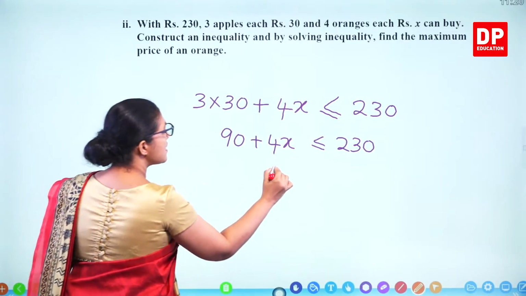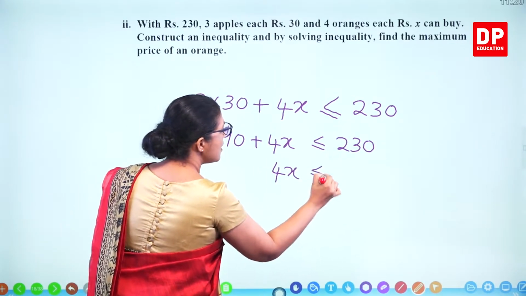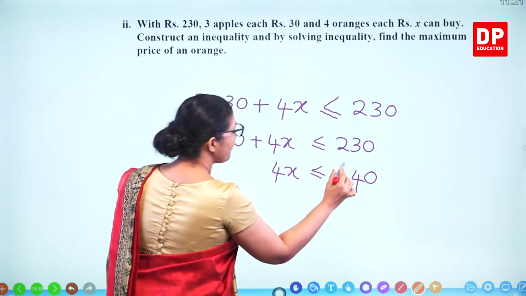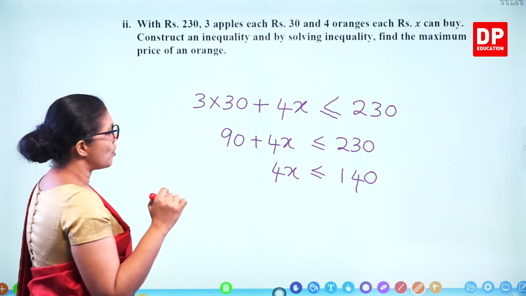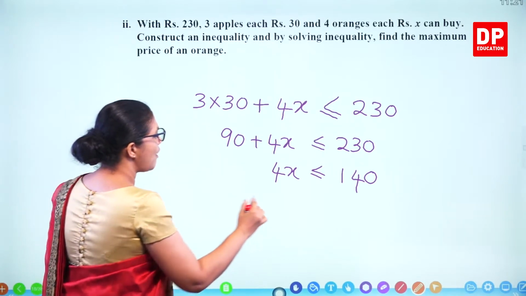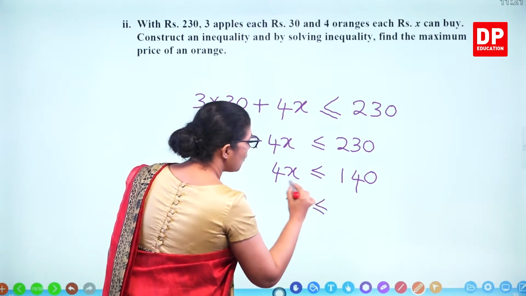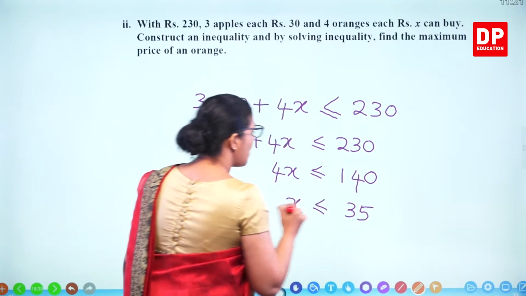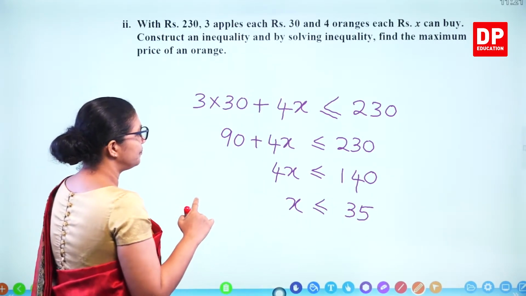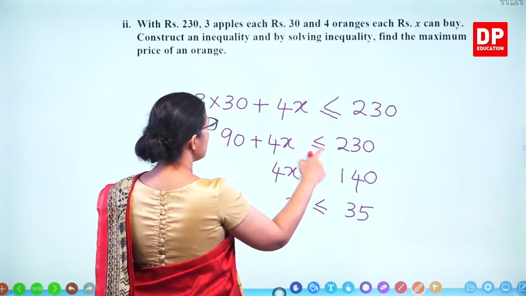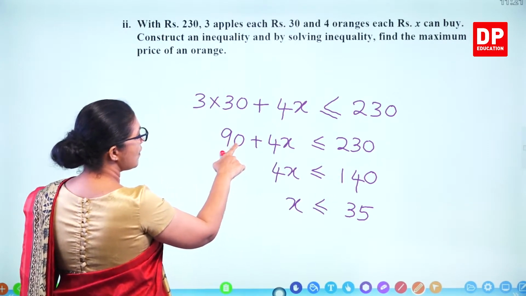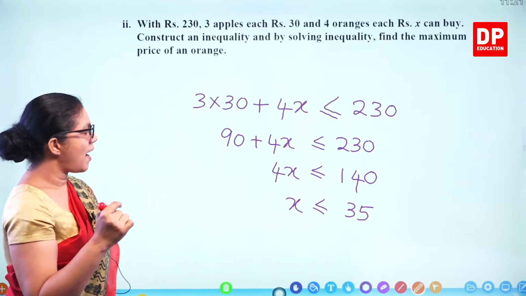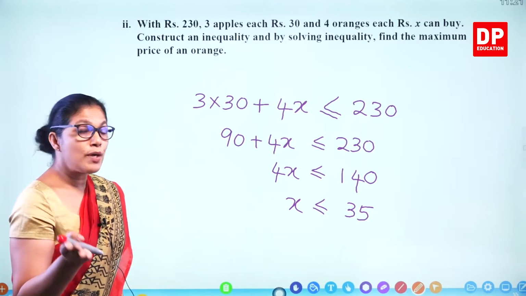Take 90 to this side. 4x becomes 230 minus 90, 140. Now we'll divide by 4. 4 times 3, 12. For 20, that's 5. So 140 plus 90, just check whether it's correct. 9 plus 4, yeah, so 35. x is less than or equal to 35.